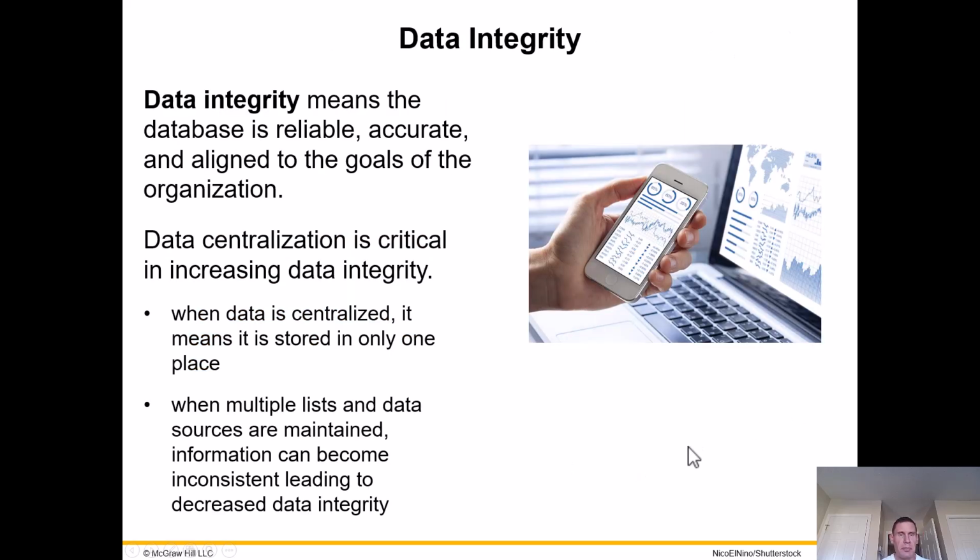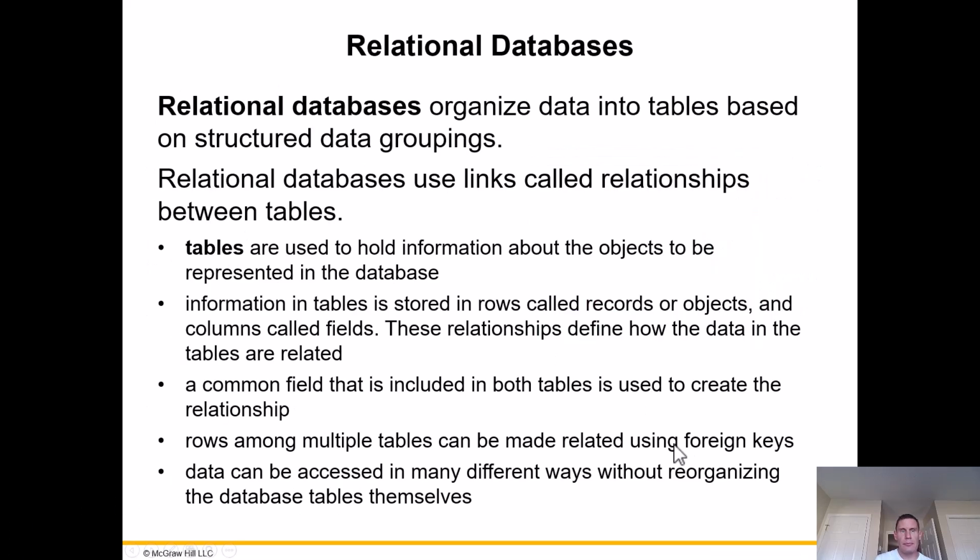Data integrity means the database is reliable, accurate, and aligned to the goals of the organization. Data centralization is critical in increasing data integrity. When data is centralized, it means it's stored in only one place. So we're trying to eliminate redundancy here. When multiple lists and data sources are maintained, information can become inconsistent, leading to decreased data integrity.